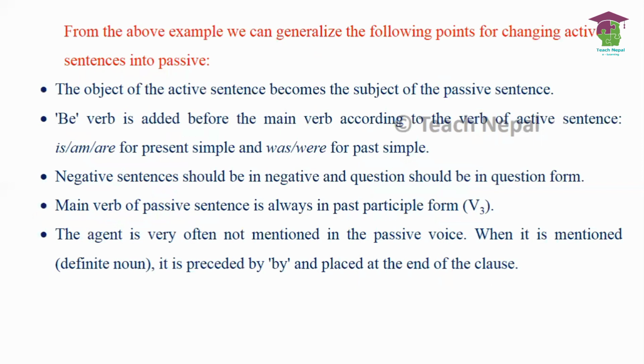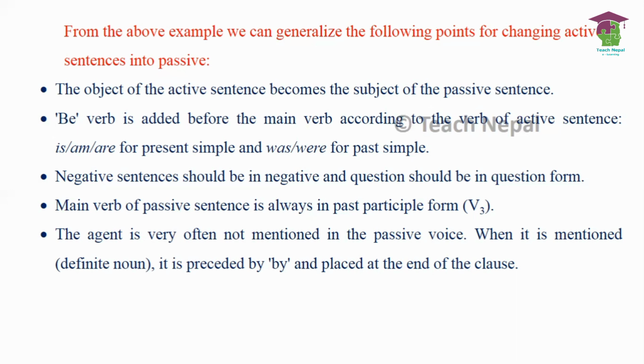Now we can generalize the rules based on the structures that you have gone through there. The object of the active sentence becomes the subject in the passive sentence, of course. Be verb is added before the main verb according to the verb of the active sentence, right? So is, am, are, was, were, has, have, these things are added before the main verb. Negative sentences should be in negative and questions should be in question form. So we should not change the negative sentence into affirmative and question form into statement form. Main verb of the passive sentence is always in past participle form, that is verb 3 form. I told you before this. The agent is very often not mentioned in the passive voice.